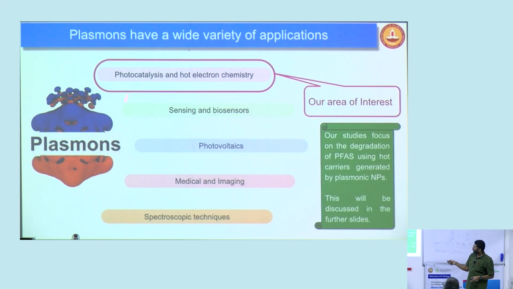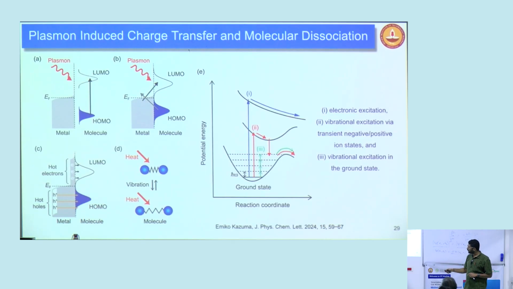And there were several applications for the plasmons, including the biosensors or sensing. This is because these nanoclusters can harvest light, a large intense light you can harvest. So, this is generally what is used in the surface enhanced Raman scattering, etc., photovoltaics, medical imaging, etc. But what we are interested in is photocatalysis or hot electron chemistry. This is our interest, and specifically for the PFAS. So, these are the varieties of processes that you can think of.